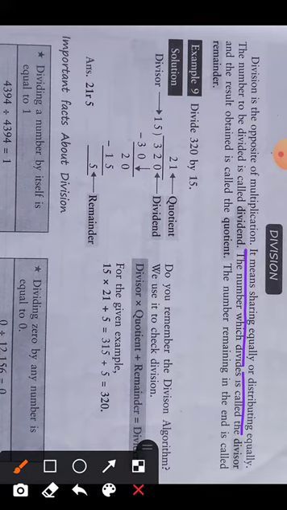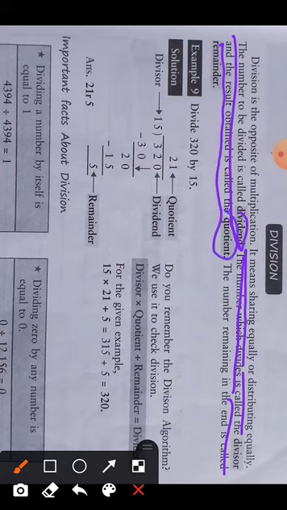You are dividing. So the number to be divided is called the dividend. Any number that you want to divide is known as the dividend. The number which divides is called the divisor. The result obtained is called the quotient, the answer is called the quotient, and the number left in the end is called the remainder.